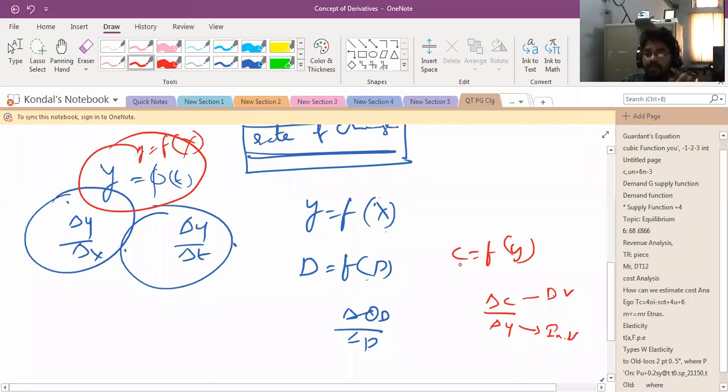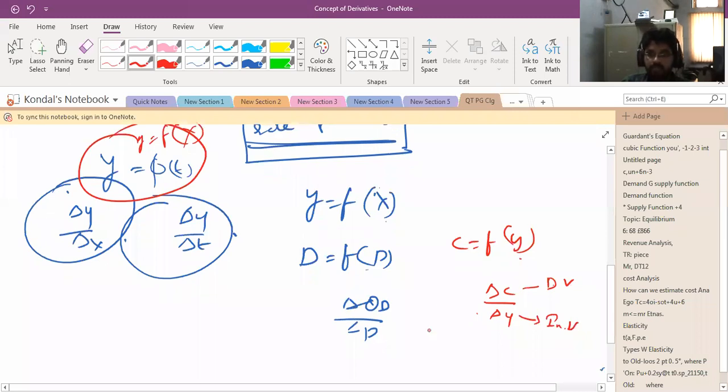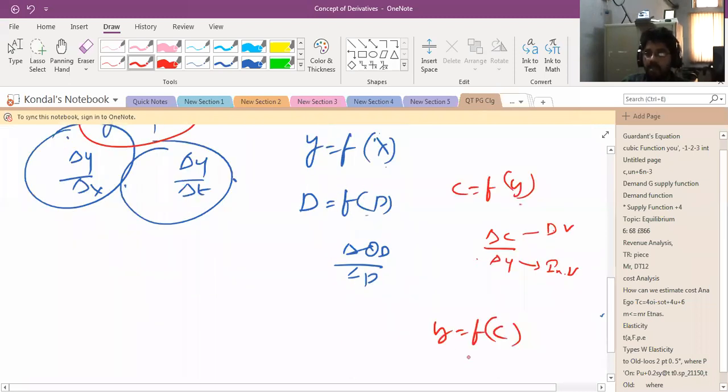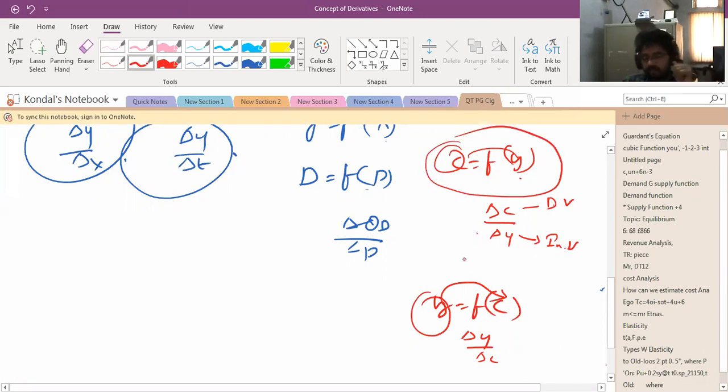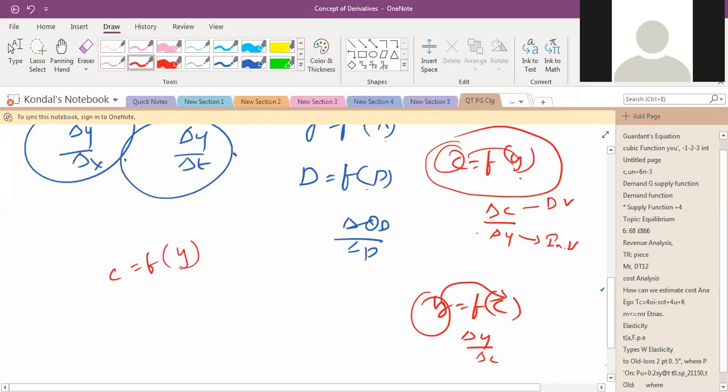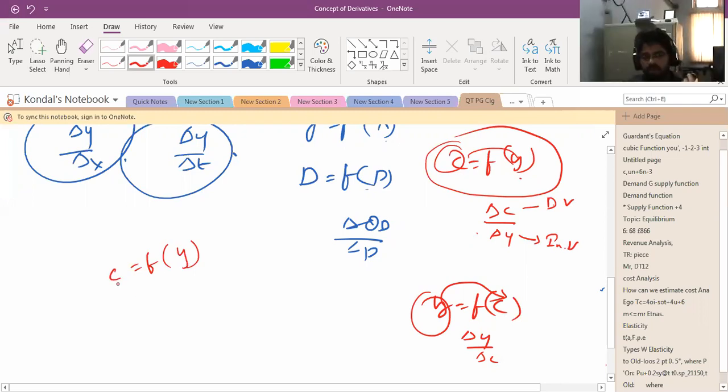So when consumption depends on income, we can write it like this. Sometimes your income depends on your consumption, so y is a function of c, and therefore you write delta y by delta c. Here the consumption depends on income. Consumption is a function of income, right? Your consumption depends on your income. If you get some income only, you are going to do some consumption, right?